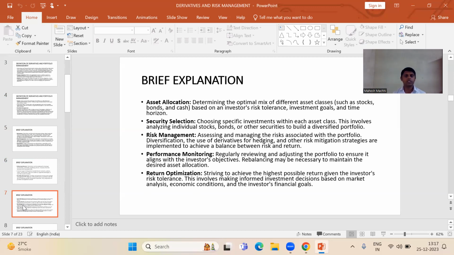Risk management, assessing and managing the risk associated with the portfolio. Diversification, the use of derivatives for hedging and other risk mitigation strategies are implemented to achieve a balance between risk and return. Performance monitoring, regularly reviewing and adjusting the portfolio to ensure it aligns with the investor's objectives. Rebalancing may be necessary to maintain the desired asset allocation. Return optimization, striving to achieve the highest possible return given the investor's risk tolerance. This involves making informed investment decisions based on market analysis, economic conditions, and the investor's financial goals.